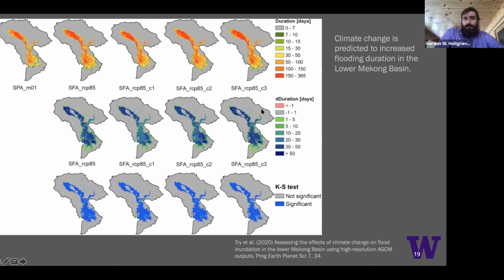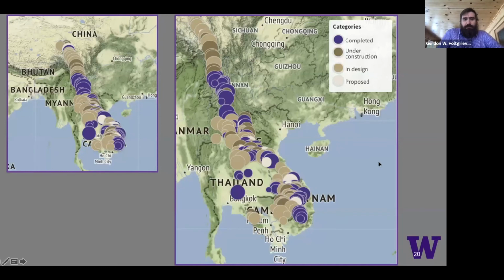That's kind of the long story short of this, is that climate change in the region is predicted to lengthen the flood season. And this is predicted to be pretty significant. However, this is not the only change that's going on in the basin, right?